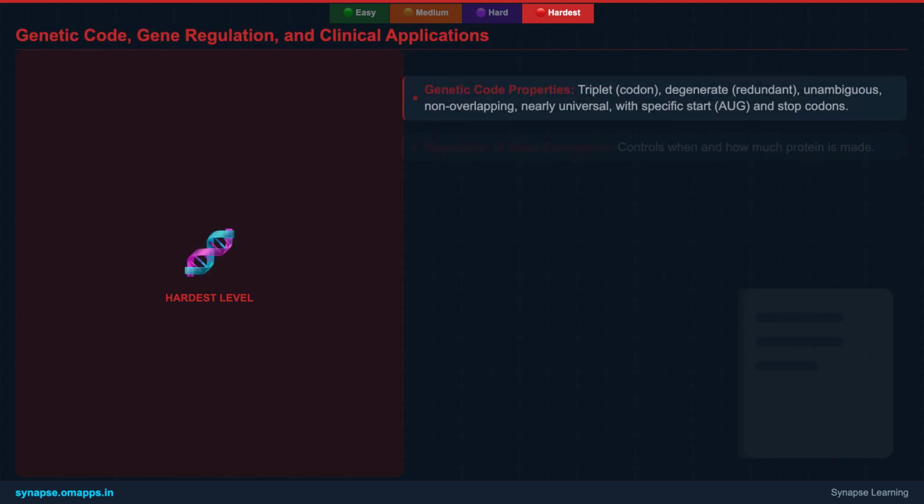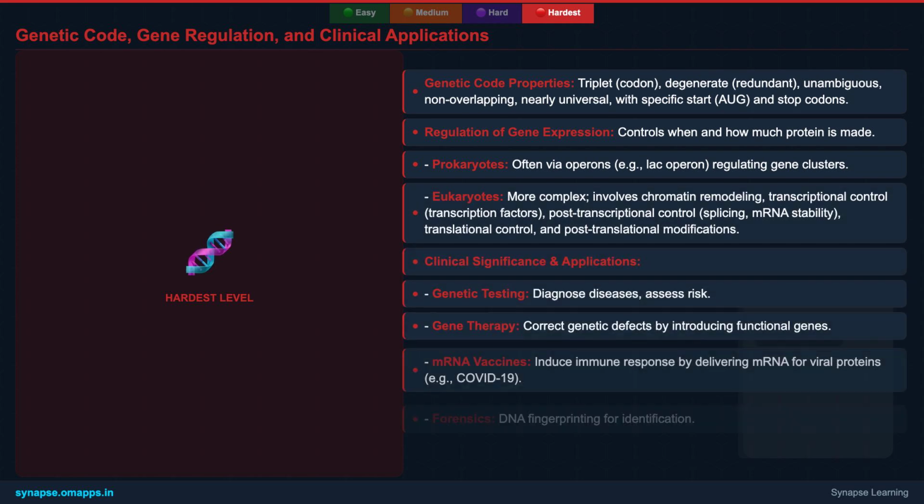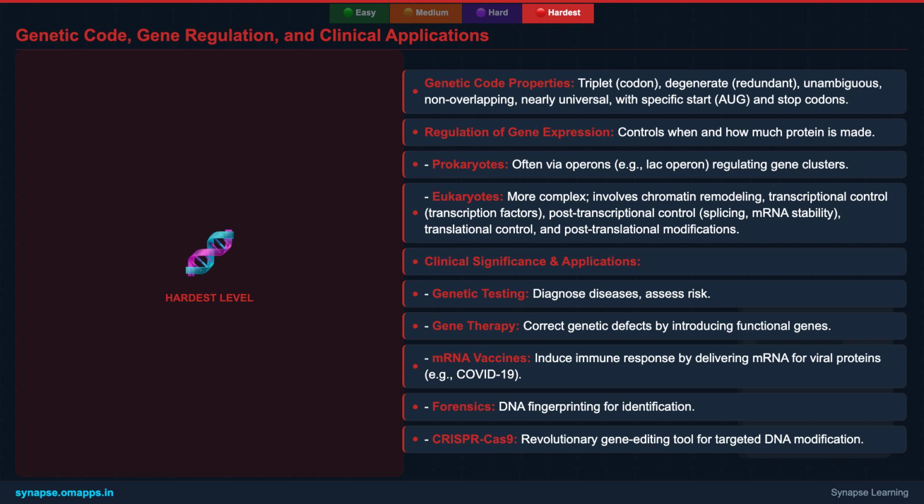The genetic code itself is a universal language of life. It's a triplet code, meaning 3 nucleotides, called a codon, specify one amino acid. It's degenerate, with most amino acids having multiple codons, providing a buffer against mutations. Yet, it's unambiguous, as each codon specifies only one amino acid. The code is non-overlapping and universal across almost all life forms, highlighting our shared evolutionary history.